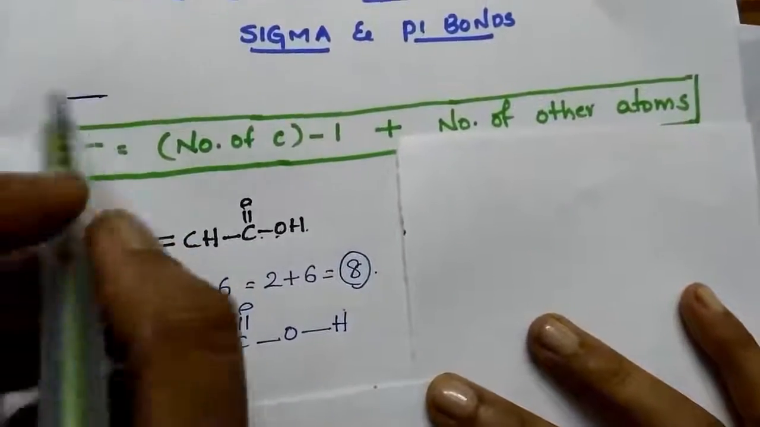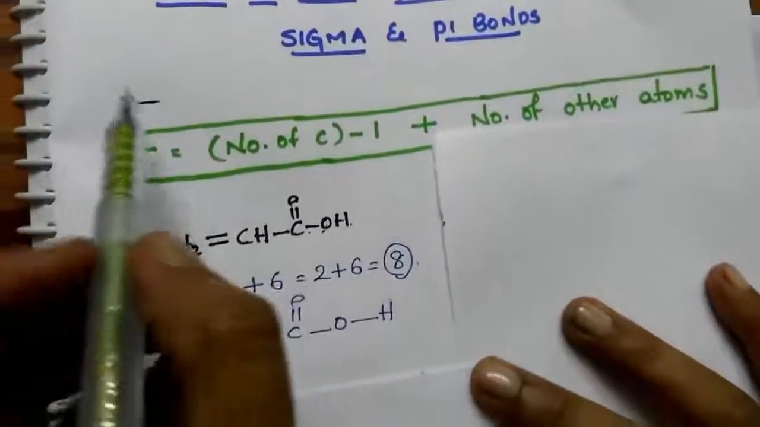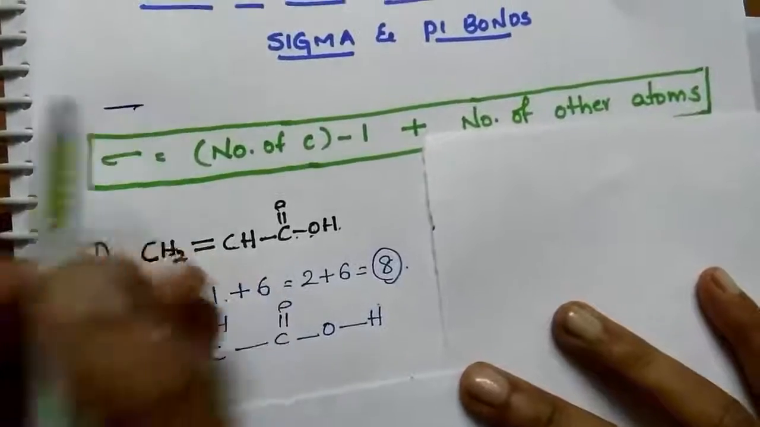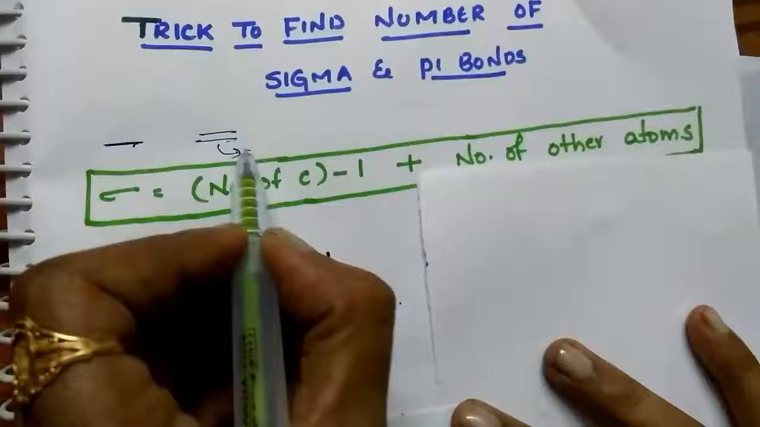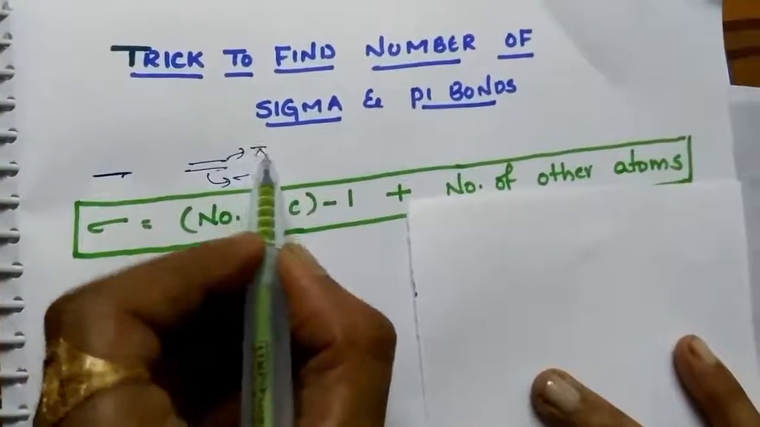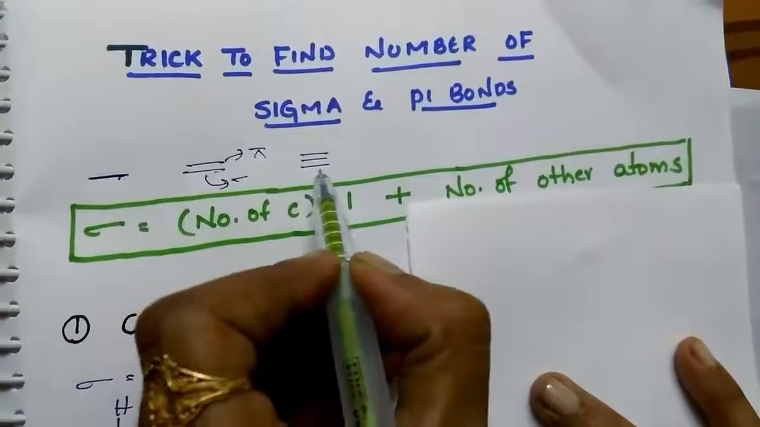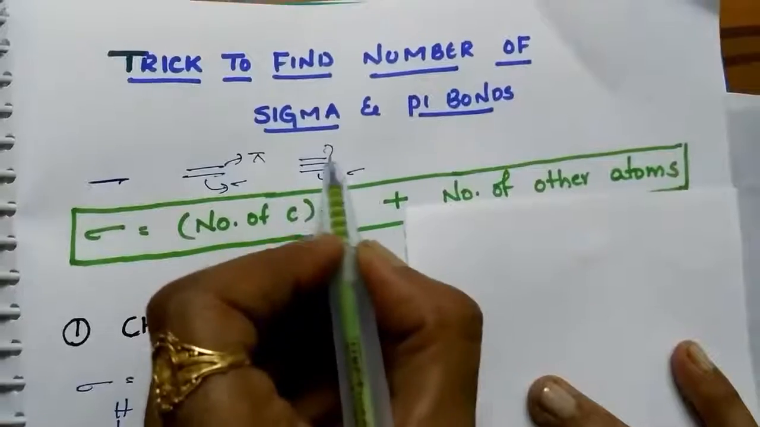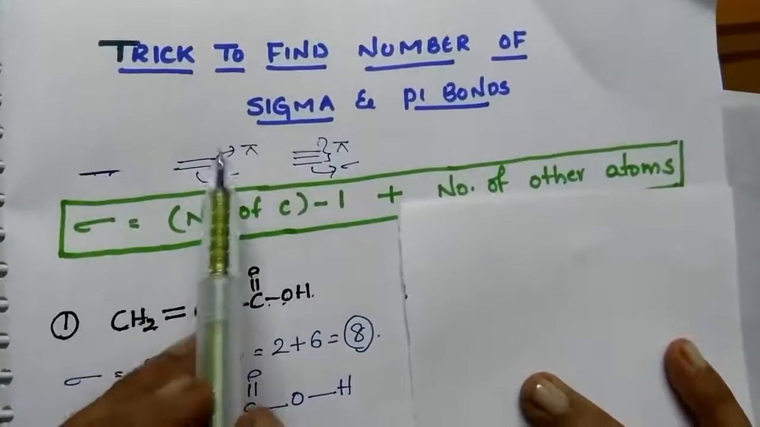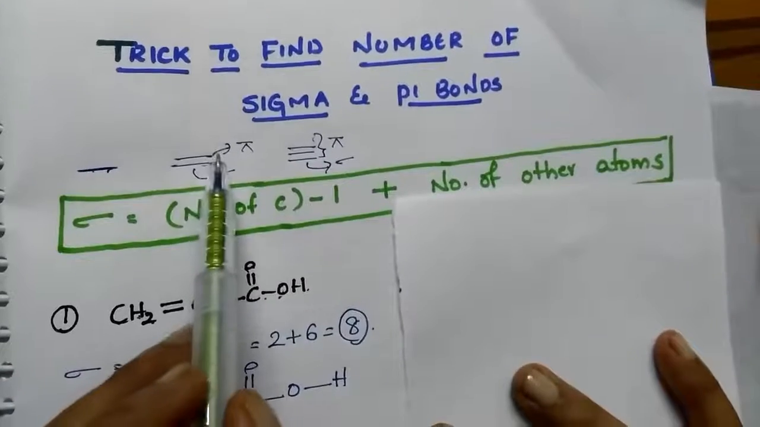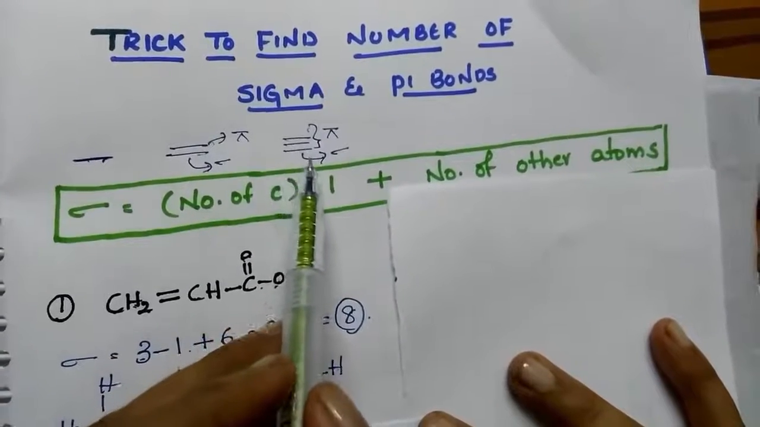Only one bond is there. The first formed bond is a sigma bond. So if only one bond is there, that is sigma. If two bonds are there, one is sigma, the remaining is pi. If three bonds are there, one is sigma, the remaining two are pi.